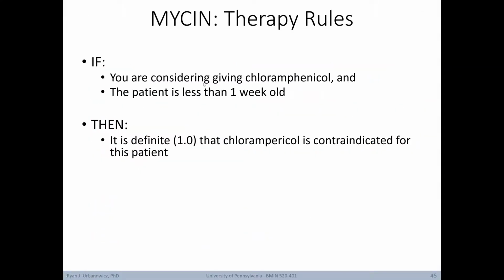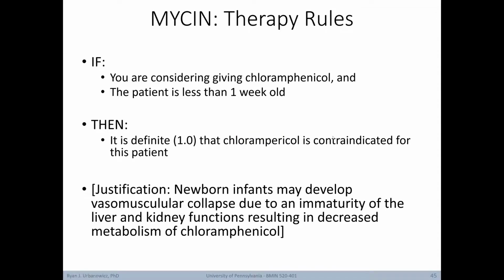MYCIN also includes therapy rules. Here's an example. If you're considering giving chloramphenicol and the patient is less than 1 week old, then it is definite, in other words, a 1 certainty factor, that this drug is contraindicated for this patient. Further, because MYCIN allows dialogue between the expert system and the user, a user could ask why this conclusion was true, and we could get a justification.